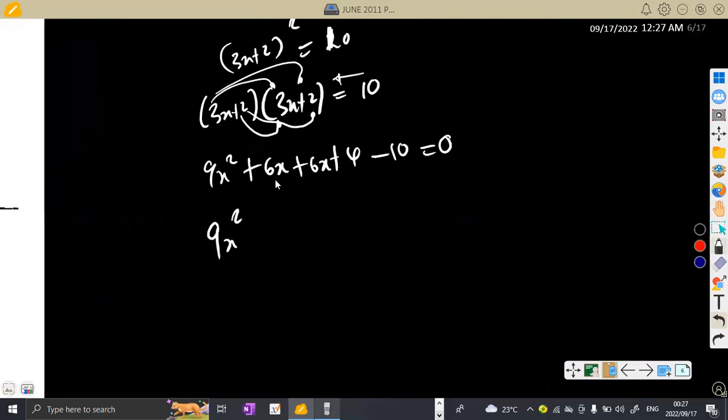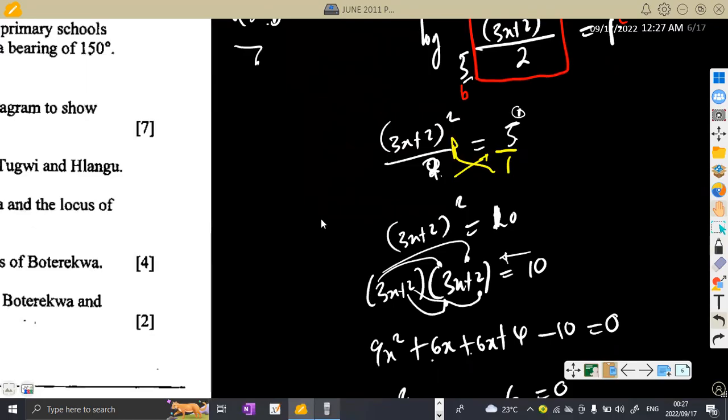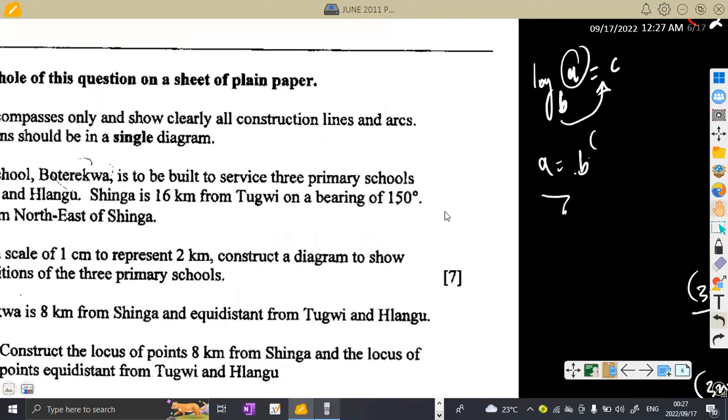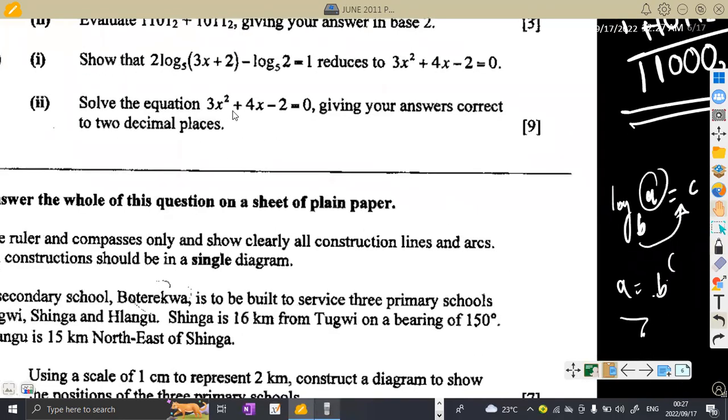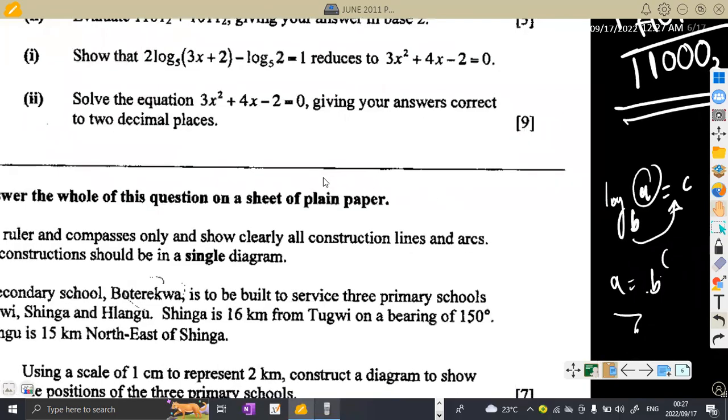That's 9x squared, 6x plus 6x, which are like terms, that's 12x. So we're going to have 12x, 4 minus 10, which is negative 6, is equal to 0. So that's our equation. But if you cross-check on this equation, it was given in its simplest form, which means what actually took place, we just divided by the common term so that we can have that.